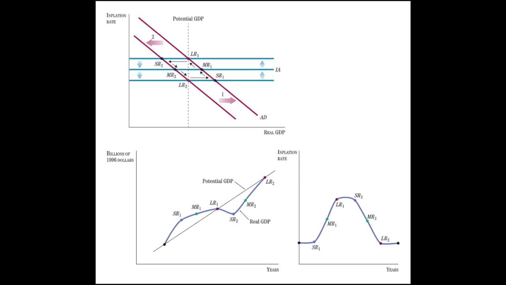In 2001, the economy experienced a leftward shift in the AD curve, bringing the economy below the potential GDP. The decrease in the GDP pushed the IA line downwards, and the inflation rate decreased until the economy reached equilibrium.